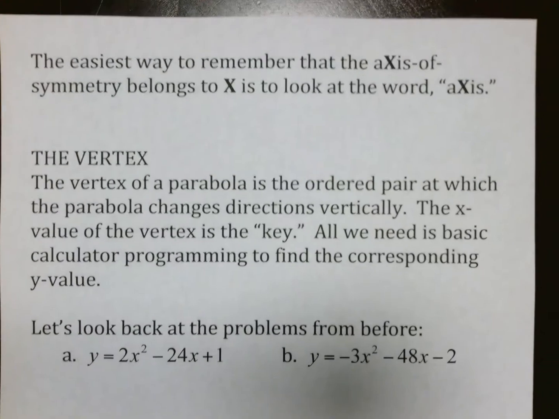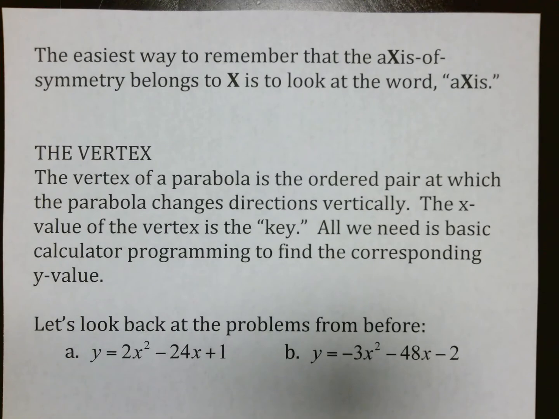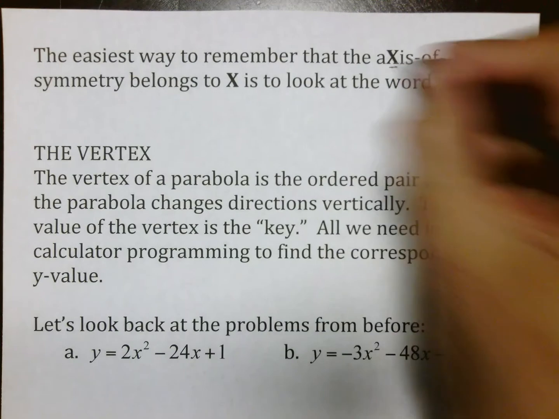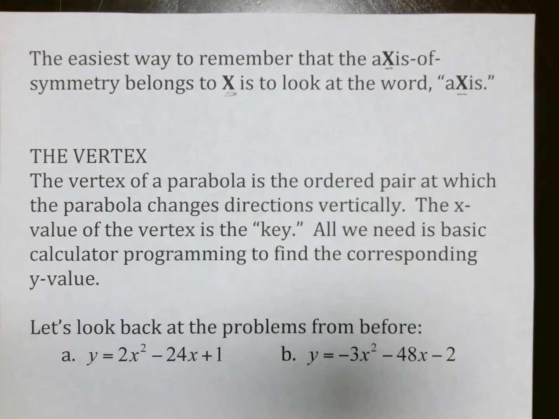The reason why people miss it on the quizzes in my other classes, my 135 classes, for example, is because they do not put the x equals. Just remember the easiest way to remember, the axis of symmetry belongs to x is to look at the word axis. I hope you understand that the x is both capitalized and bold printed, which is why you can kind of remember that when you see axis of symmetry, that is just your key x, and that'll help you out in terms of remembering what's going on.